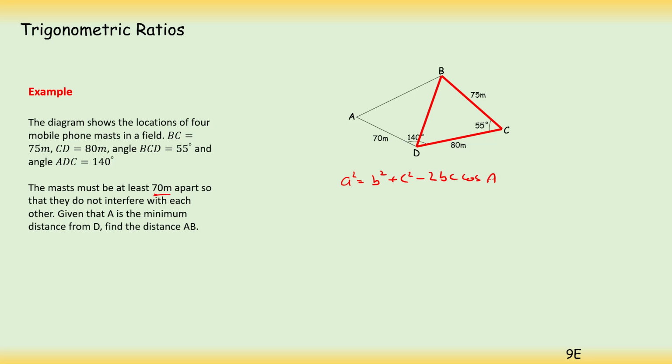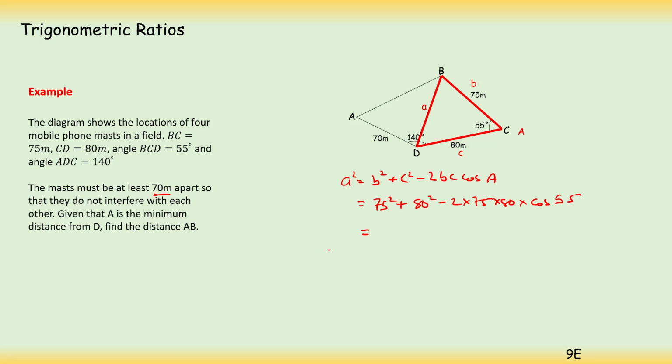I'm going to relabel in red. I'm going to call this side a, and this angle A, and that side b and that side c. So it's two sides and the included angle, which means the cosine rule. Now I'm going to substitute. Quite straightforward. Sub for b, so that's 75 squared, plus c, 80 squared, minus 2 times 75 times 80, cos of the angle in between. The angle in between is 55 degrees.